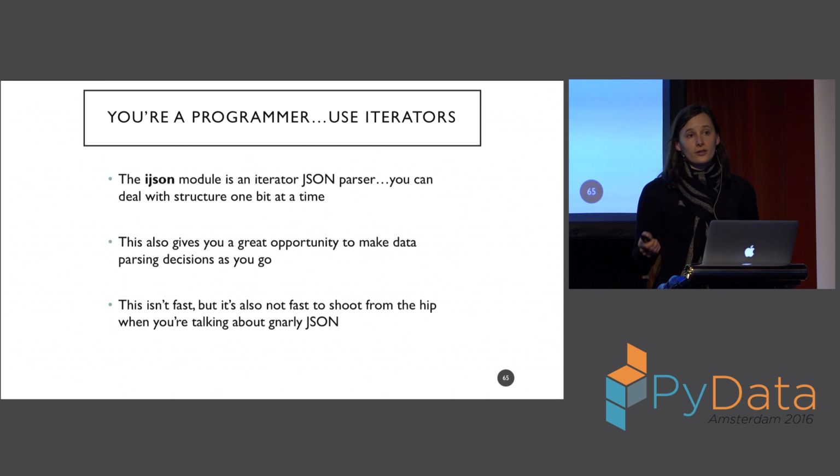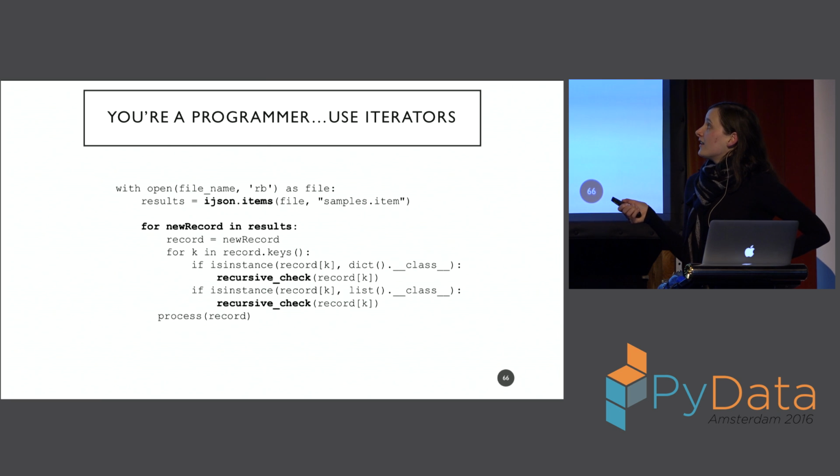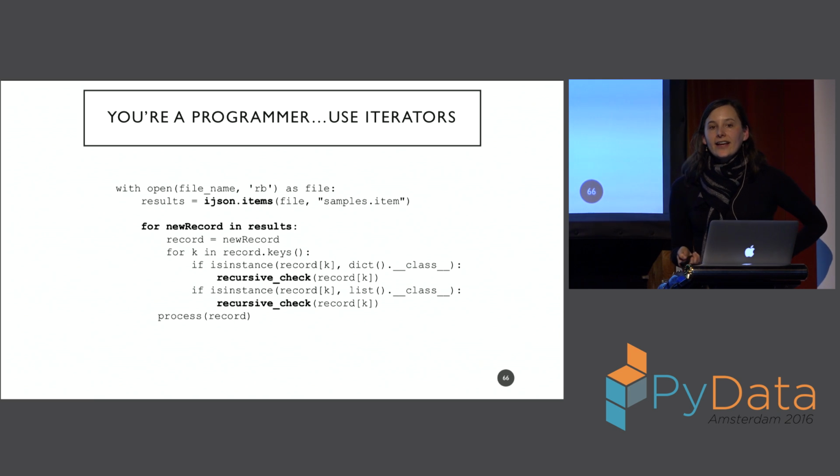This is about exploratory data analysis. This is not about processing gigabytes, petabytes of data. This is when you're figuring out what you initially want to do. You're a programmer. Use iterators, right? So the idea is with IJSON, you look at one record at a time. One thing I really like to do is I like to sort of subclass as I'm reading in the JSON.